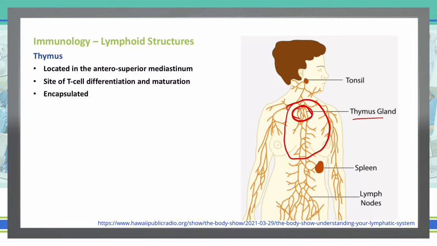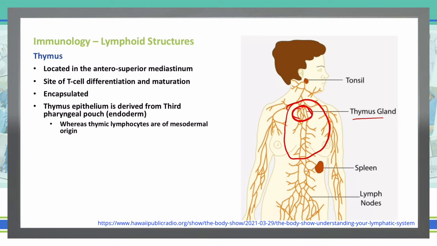You'll see here in just a minute that I will show you a picture of the thymus, kind of a drawing here, and you're going to see that it is encapsulated. That is another point of the thymus that's important to know. Specifically here, on its embryology, the thymus epithelium is derived from the third pharyngeal pouch, which makes it endoderm. Now, compare and contrast this to the thymic lymphocytes. The thymic lymphocytes here are mesoderm of origin.